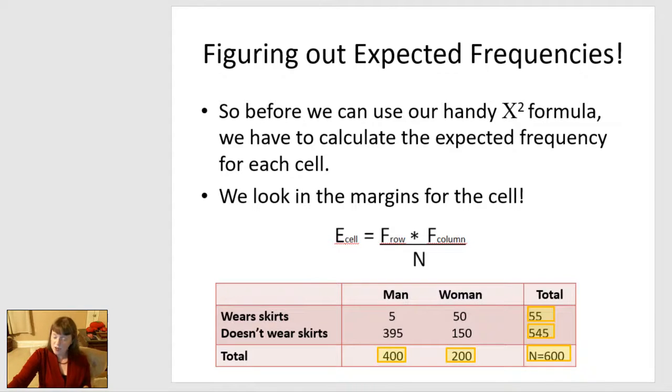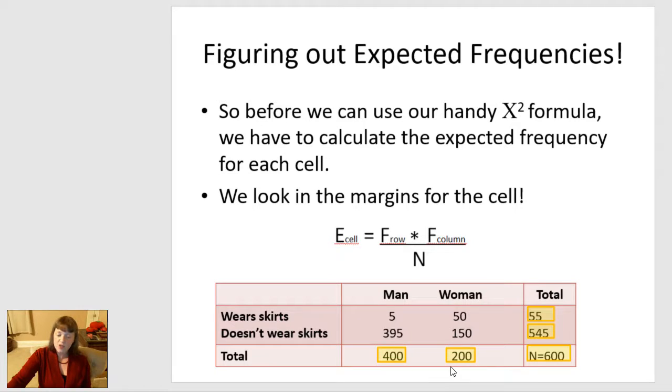And I'm trying to figure out if being a woman or a man is increasing or decreasing the likelihood that someone is going to be wearing a skirt. Is gender related to skirt wearing? Except now, for every single one of these 4 categories, I'm going to have to calculate what I would expect to see if gender and skirt wearing are unrelated, because my marginal frequencies are not the same.